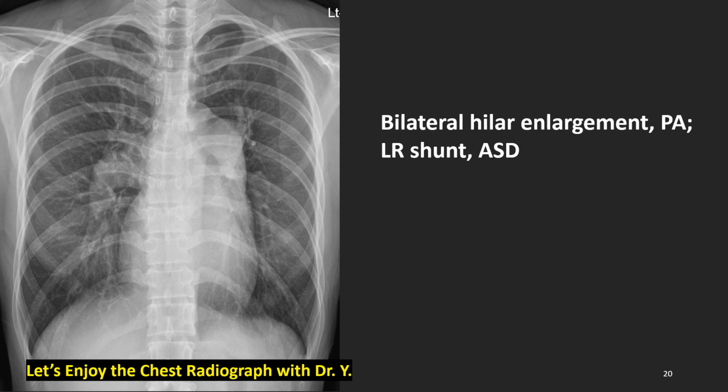Bilateral hilar enlargement due to enlarged central pulmonary arteries, left-to-right shunt from an atrial septal defect. What about these hilar structures? You can confirm that these structures are enlarged proximal central pulmonary arteries. Preserved airway.